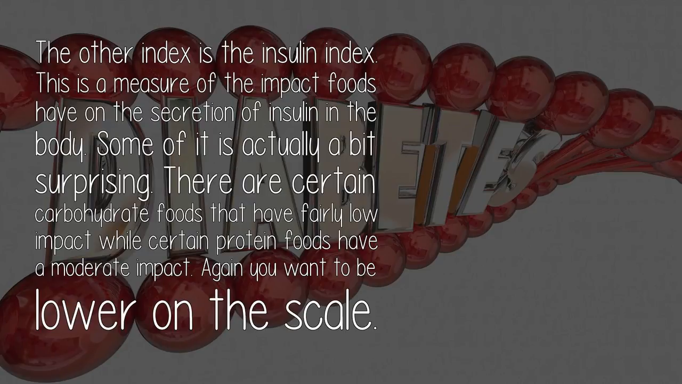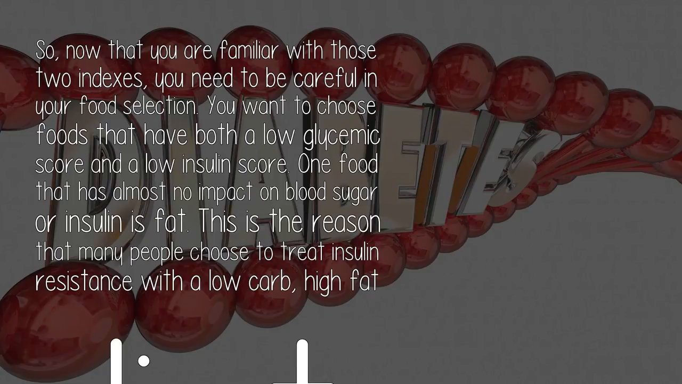The other index is the insulin index. This is a measure of the impact foods have on the secretion of insulin in the body. Some of it is actually a bit surprising. There are certain carbohydrate foods that have fairly low impact, while certain protein foods have a moderate impact. Again, you want to be lower on the scale. So, now that you are familiar with those two indexes, you need to be careful in your food selection. You want to choose foods that have both a low glycemic score and a low insulin score. One food that has almost no impact on blood sugar or insulin is fat. This is the reason that many people choose to treat insulin resistance with a low-carb, high-fat diet.